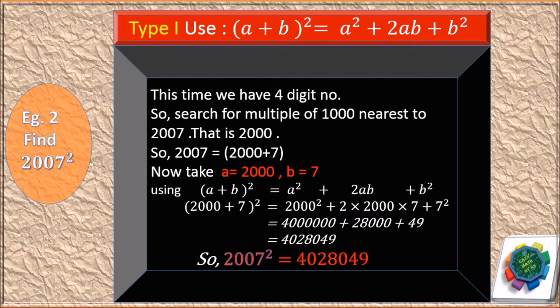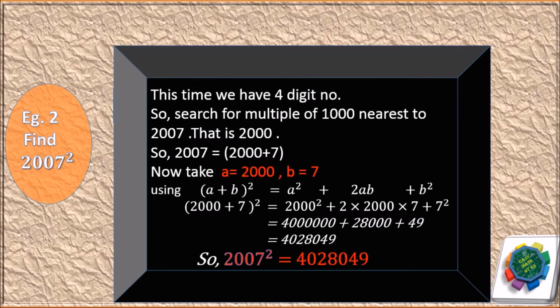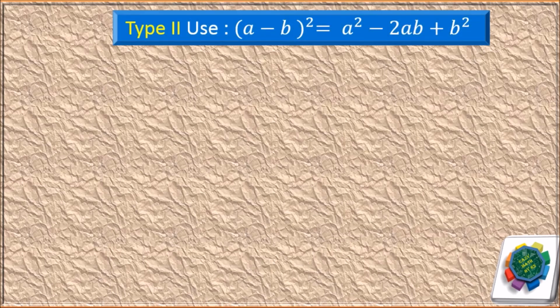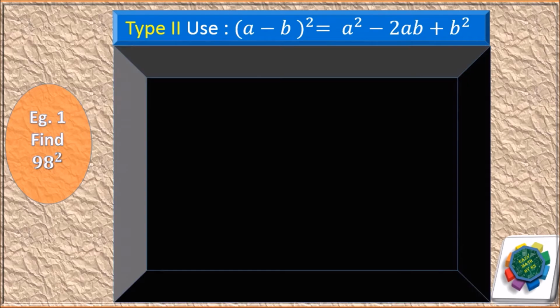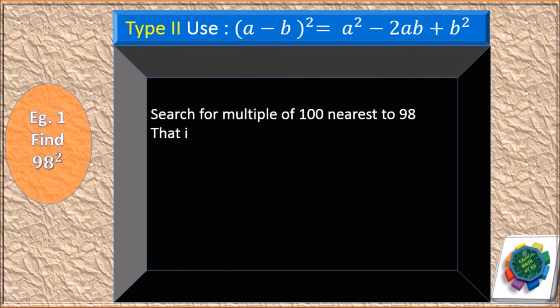Now let's see the next type of equation. The identity that we are going to consider is a minus b the whole square, which is a square minus 2ab plus b square. Our example is 98 square. In the same manner, we will search for a multiple of 100 which is nearest to 98. That number is 100 itself.